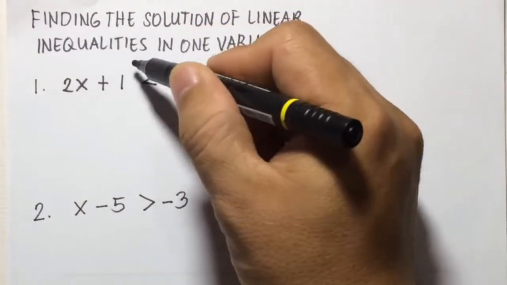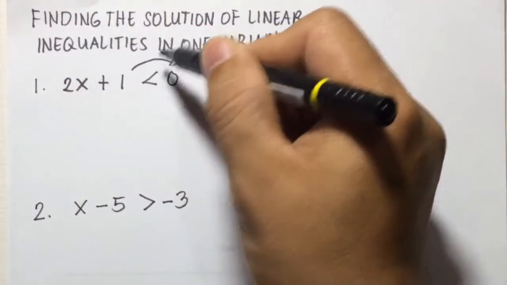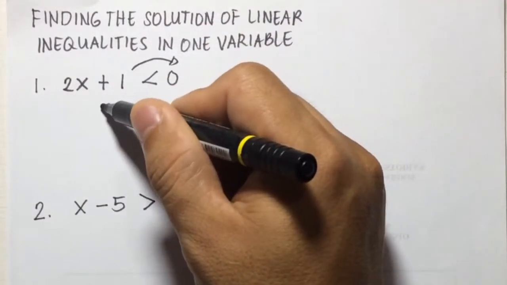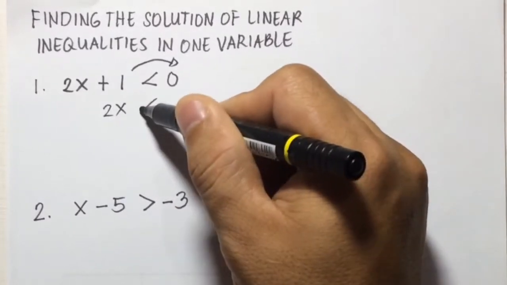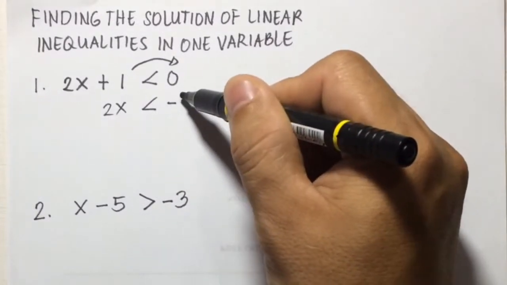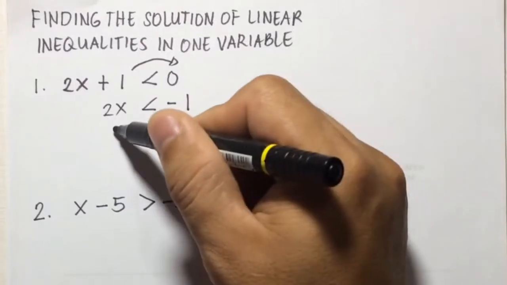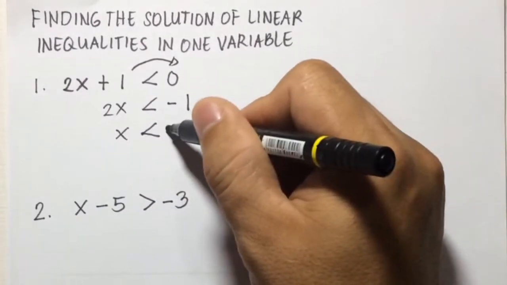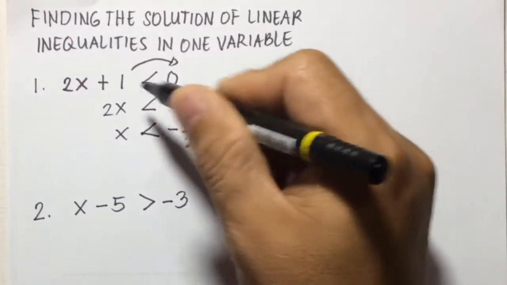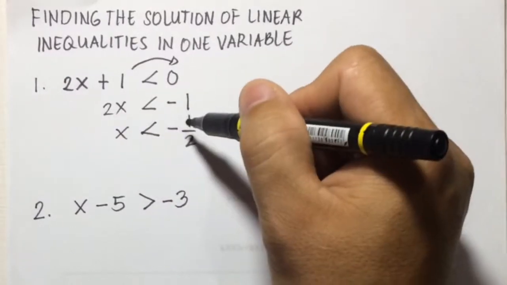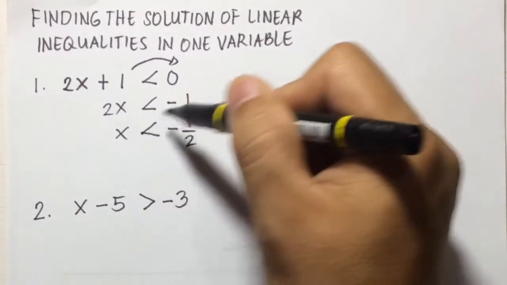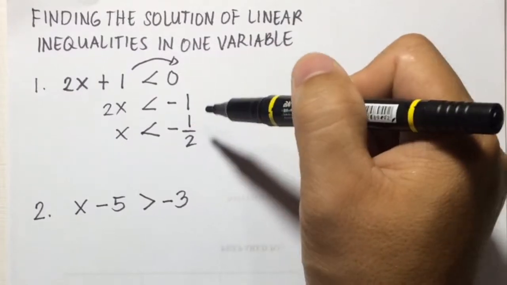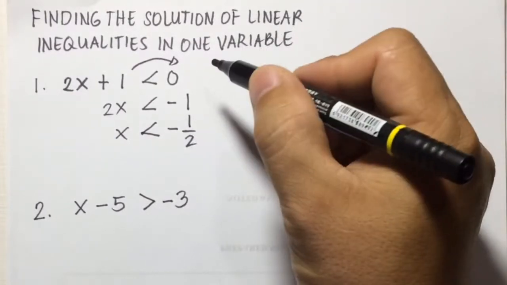So we're going to move 1 to the right side, so we can have our answer as 2x is less than negative 1, and x here will be less than negative 1/2, that is dividing both sides by 2. So 2x divided by 2 is x, and negative 1 divided by 2 is negative 1/2.